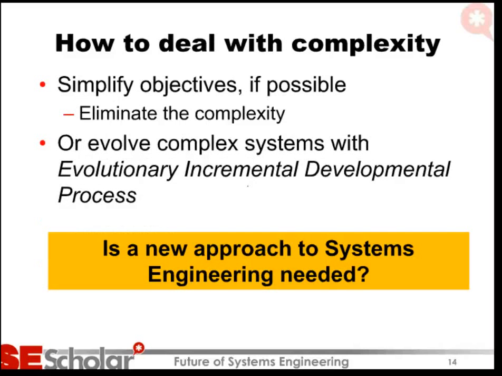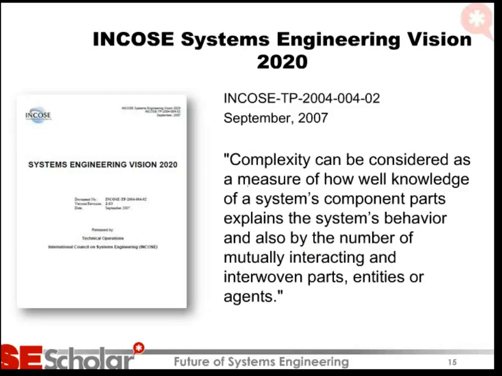So sometimes, well, actually, let's go to the next slide. I think one way we try to deal with complexity is to eliminate it. How can we simplify our objectives? Or is there a way that we can come up with a more simplified version and then just add complexity to it through an evolutionary, incremental development process that would work? And with that in mind, with the fact that we're always dealing with complexity, do we need to think about a new approach to system engineering?